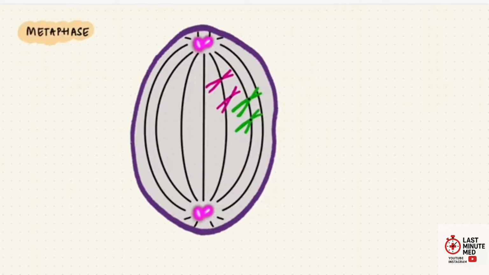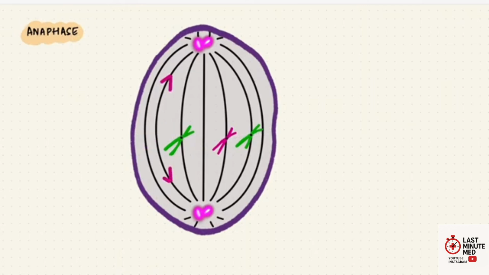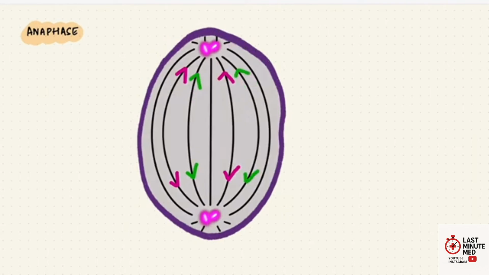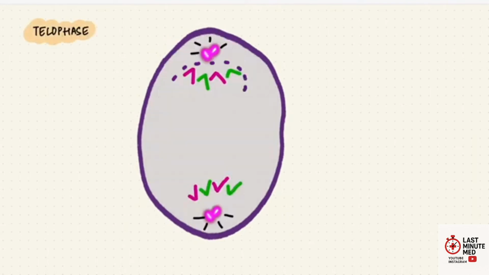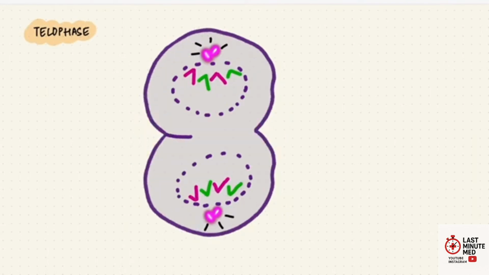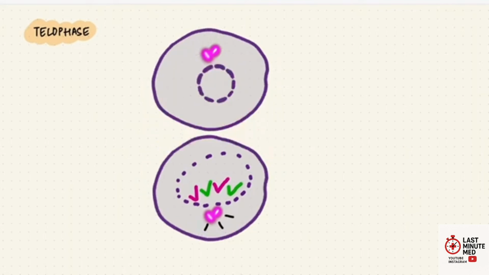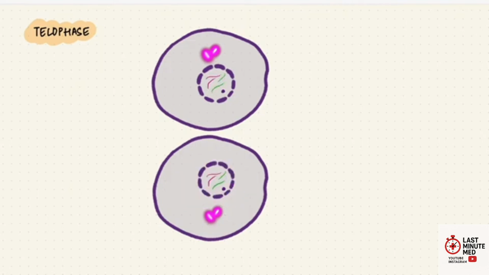During metaphase, they line up along the equatorial plate. They split at the centromere and move towards opposite poles during anaphase, and they reach the opposite poles during telophase. The nuclear membrane reforms, cytoplasm division by cytokinesis gets completed, and there's formation of 2 cells with the same number of chromosomes as the parent cell.